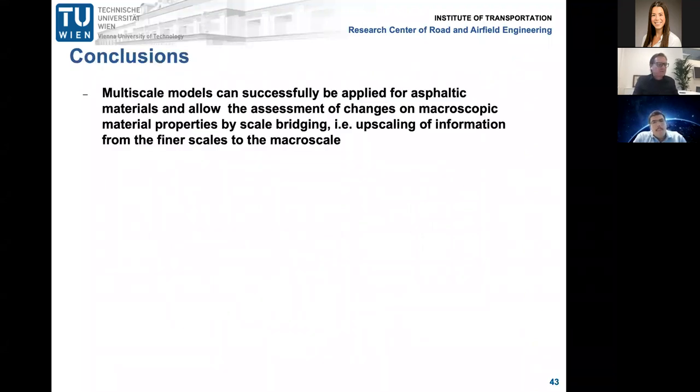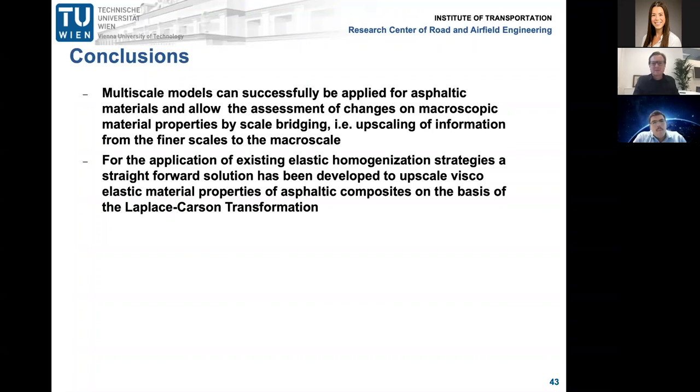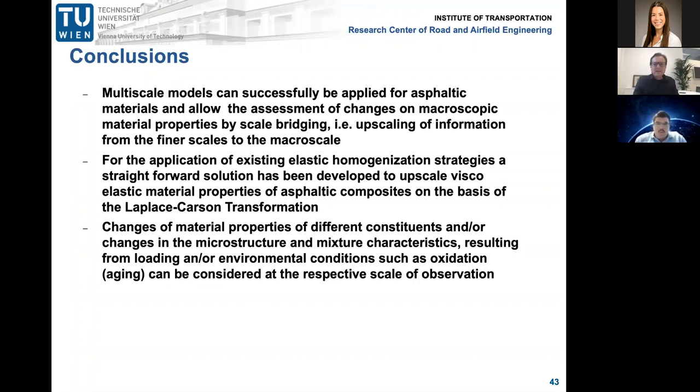Okay, coming to the conclusion. So we could successfully implement such multiscale models. Actually, we found very straightforward homogenization strategies, and they are published. And actually, they run on a notebook, so a very standard PC. And we can now consider the changes of the properties of the constituents of asphaltic materials on the respective scale. And I think that's important. We don't have to do all this testing on the macro scale, but we can do the very simple tests on the respective scale.